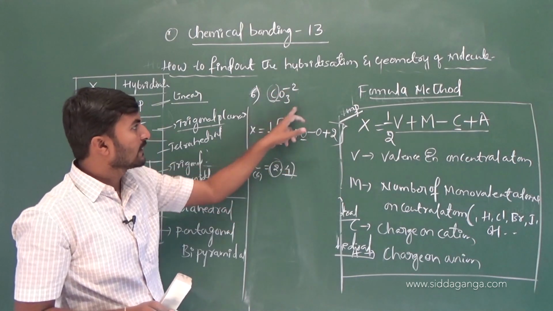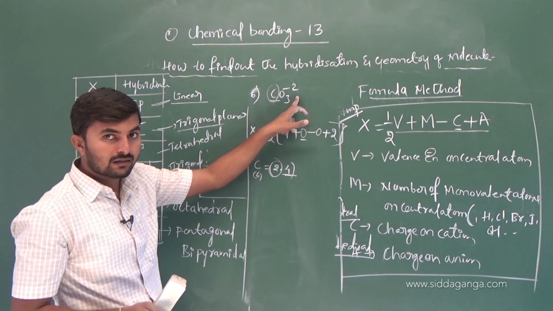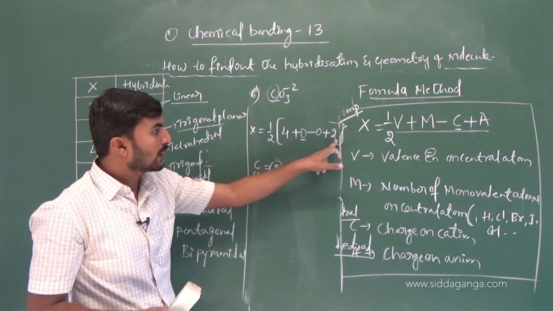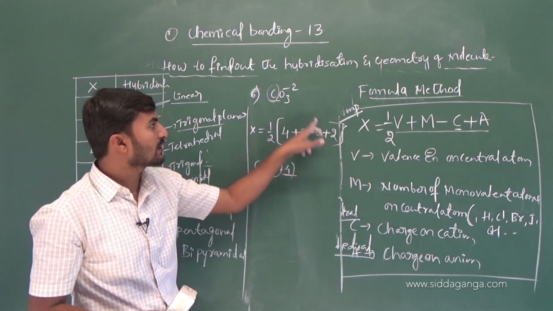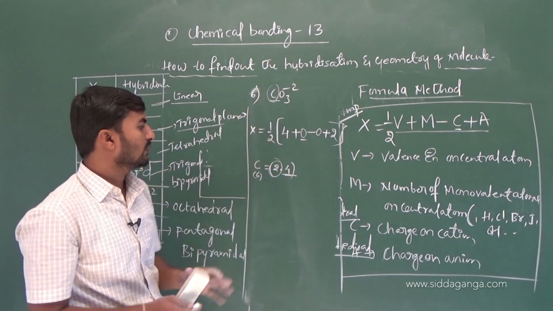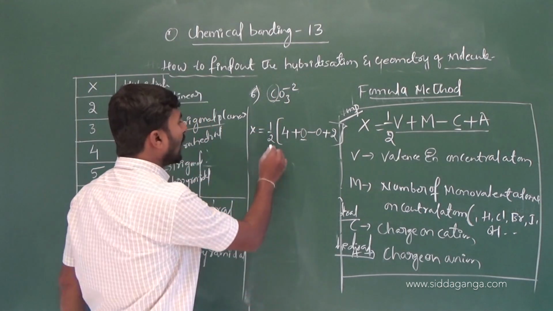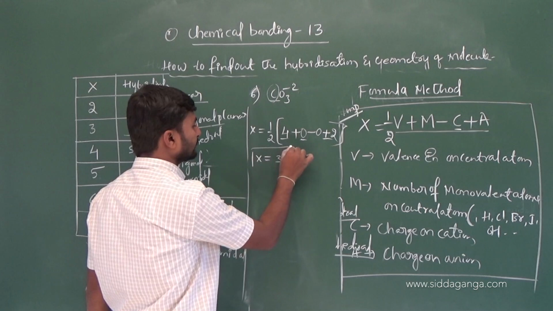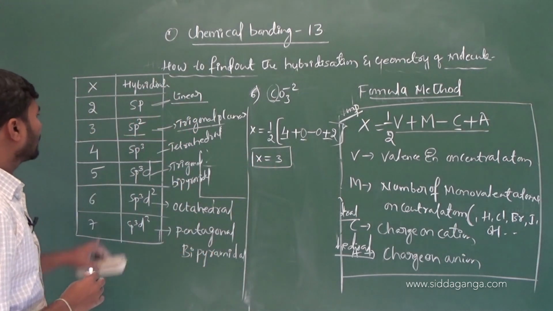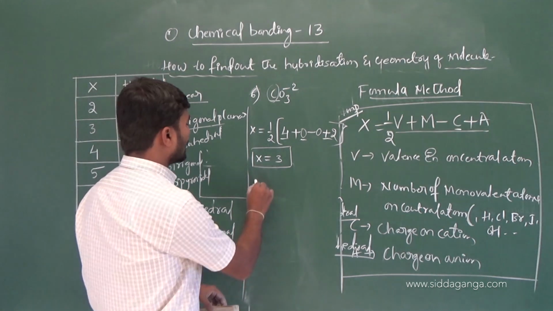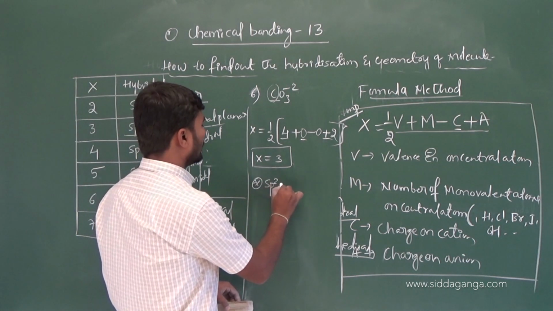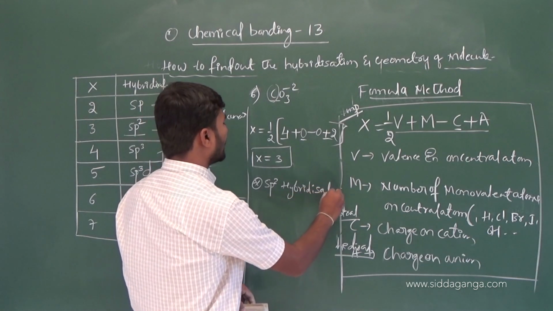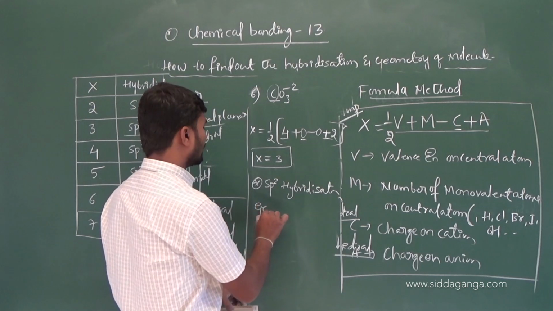Another one, this is a negatively charged ion, that means it is an anion, that is why there are no cationic charges, so it is 0. Followed by, we should add the charge present on the anion, that is +2. Now it becomes half into 4 plus 2, it is 6. It becomes x is equal to 3. If x value is 3, then what about its hybridization? Hybridization will be sp2 hybridization.